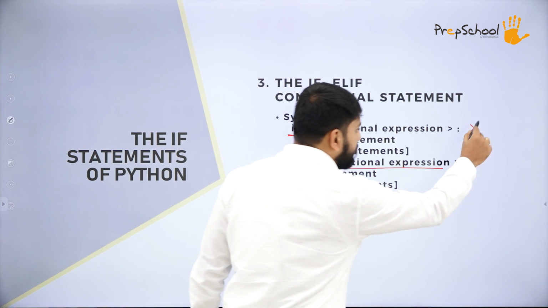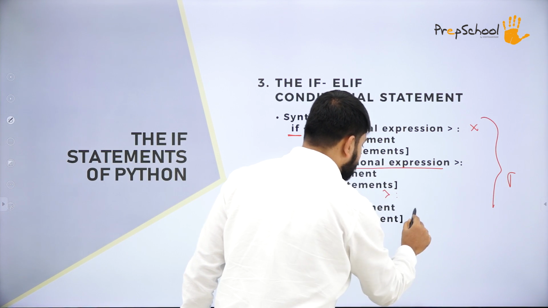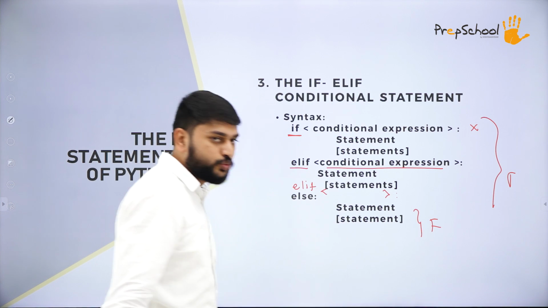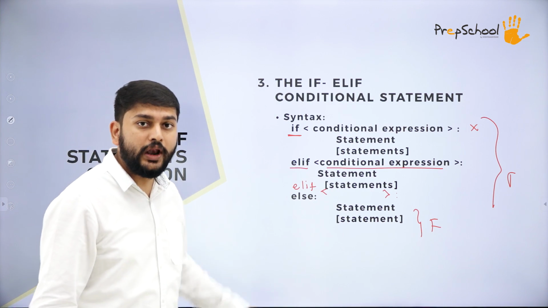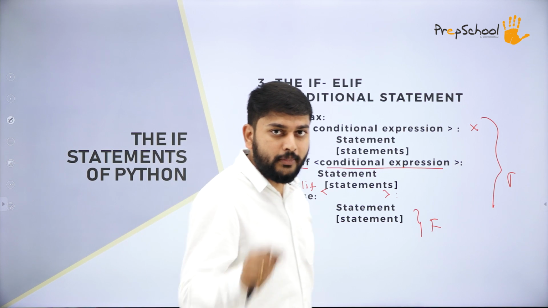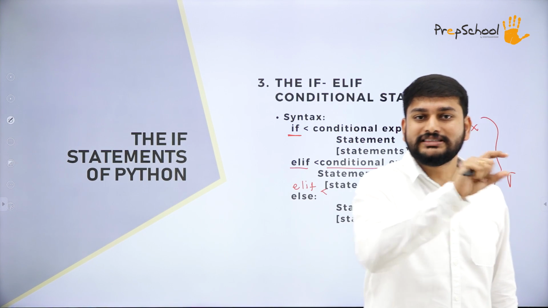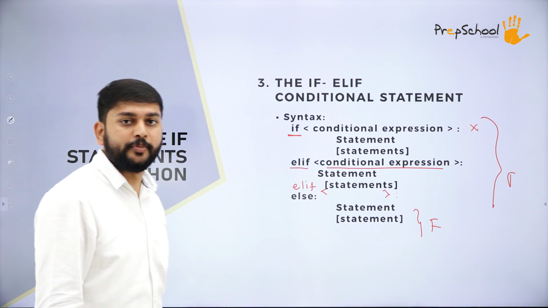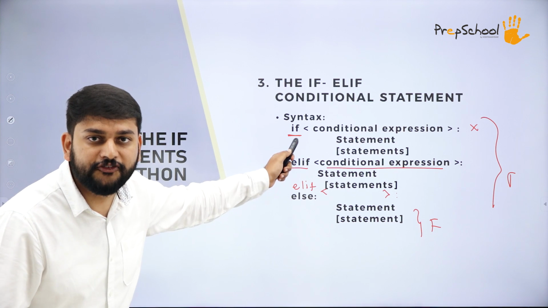You have to treat all these things as true blocks and this as the false block. In this one, how many false blocks will you have? You will have only one false block. All this will be treated as true blocks, but based on the condition, it will execute the selected block. That is what you need to remember with this particular if statement.